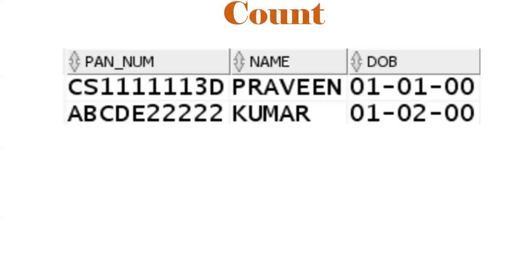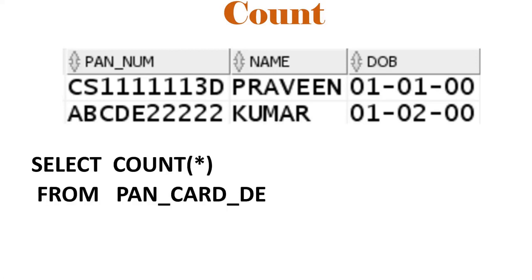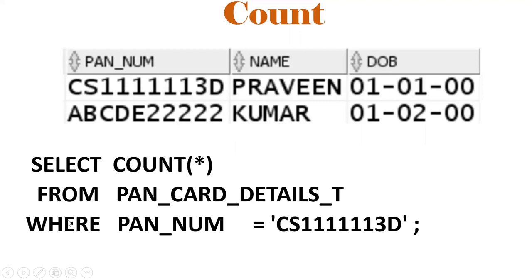In a similar fashion, now we'll see count. Count is an aggregate function used to find the number of records. Assume this is my PAN card details table. If we put select count of star from PAN card details, we'll get 2 records. But I want specific records, so we use the filtering concept: where PAN number equals this PAN number, and the output will be 1. So count is an aggregate function to find the number of records in a particular table.